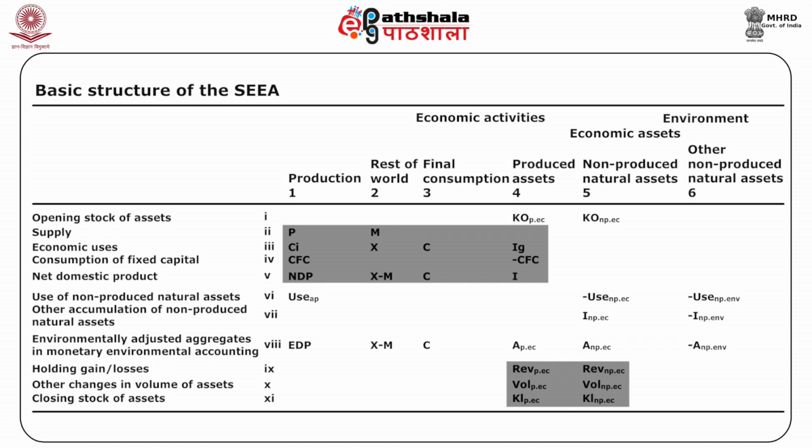For non-produced economic assets, the entries are REV to the subscript of NP.EC and VOL to the subscript of NP.EC, which of course are the synonym for non-produced economic assets, and denote corresponding adjustments to opening stocks, K0 non-produced economic capital, resulting in closing stocks K1 non-produced economic capital. VOL, non-produced economic capital, reflects other changes in the volume of assets like changes in known economic reserves or natural assets.